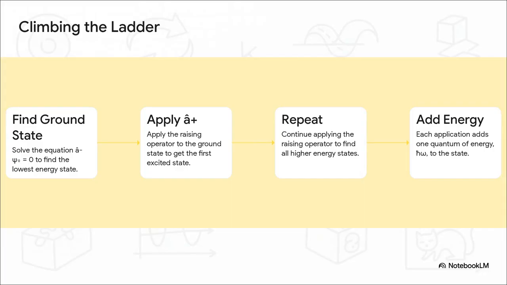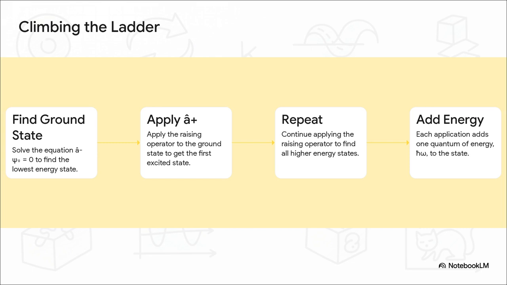So how do we actually use these things? Well, the process turns into a simple, repeatable recipe. Step 1, you find the ground state, psi 0. That's the state on the bottom rung of the ladder. It has the lowest possible energy. And how do you know it's the bottom? Because you can't go any lower. So we find it by solving the simple equation: the lowering operator acting on psi 0 gives you 0.